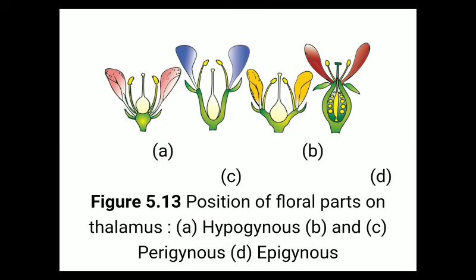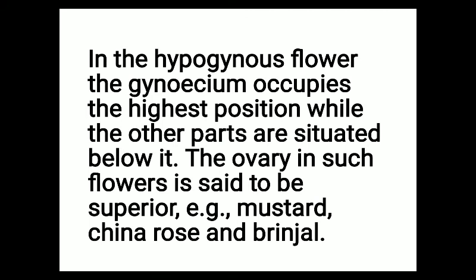So flowers are of 3 different types. On the basis of the position of sepals, petals and stamens with respect to the ovary, flowers are of 3 different types: hypogynous flower, perigynous flower and epigynous flower. So this diagram number A is the hypogynous flower. These two diagrams are the perigynous flower, and this last diagram is the epigynous flower. So first we will discuss the hypogynous flower.